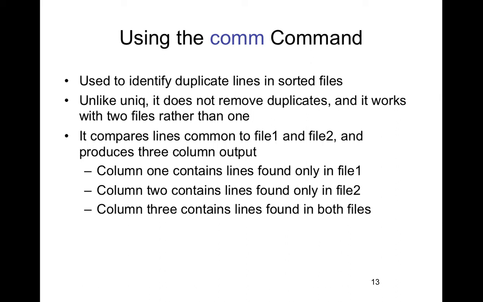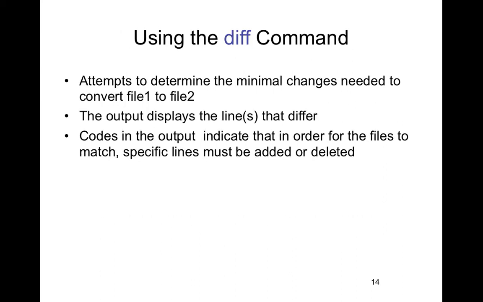They're not the same. So diff attempts to determine the minimal changes needed to convert file 1 to file 2. If I wrote 2 files and one of them differs from the other because it has an extra line on the bottom, it's going to tell me the extra line that's on the bottom. What's the difference between these 2 files? So it's not really comparing, it's just giving me the cross between. How can I convert one to the other? The codes for the output indicate the order of the files to match lines, and specific lines must be added or deleted.